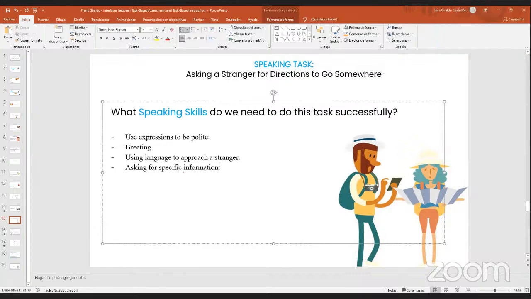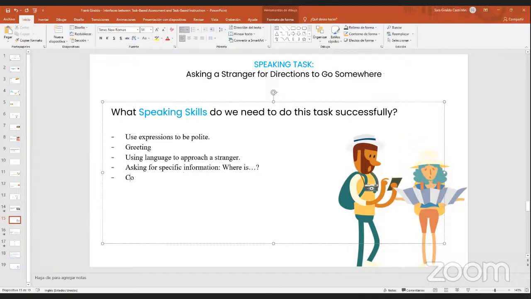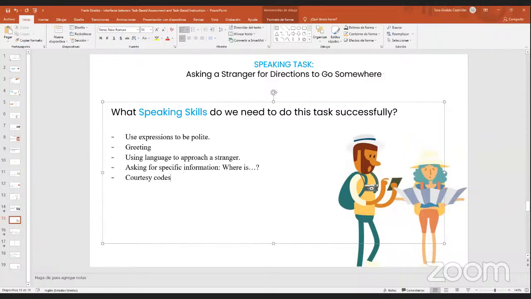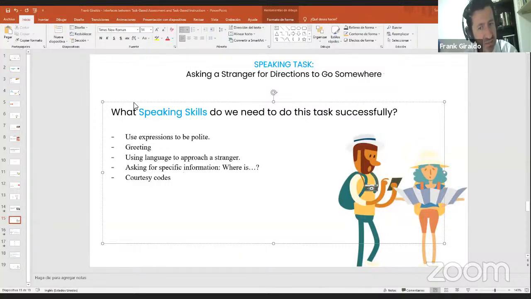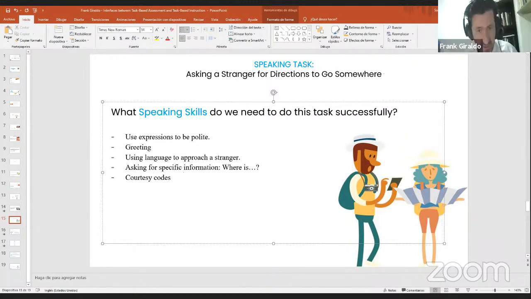Language courtesy codes. For example. Grading language according to context. Grading or greeting? Grading. I don't see the chat. Grading language according to context. What do you mean by grading? I guess it's like to use the appropriate one. Okay, so according to the context. Okay, using appropriate language for context.